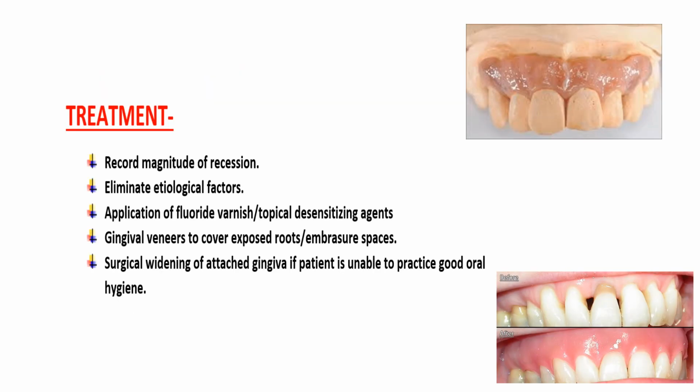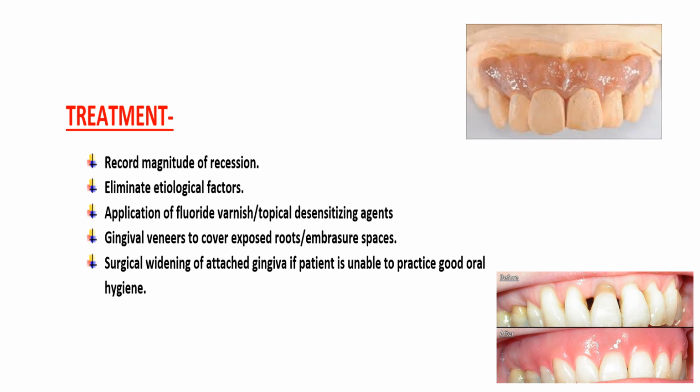Now moving on towards the last part of this video, treatment. So in treatment, first we are going to record the magnitude of recession, like how severe your recession is, whether it is class 1, class 2, class 3 or class 4. So you're going to first record the severity of recession. Then second is eliminating your etiological factors, like what is the cause for recession. So first you're going to eliminate it.